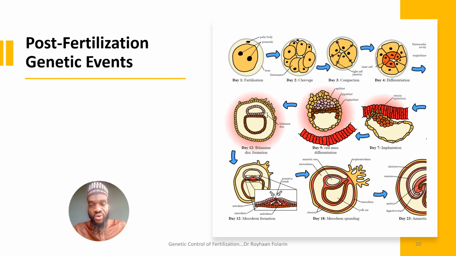So after fertilization occurs by day one, by day two you start having cleavage. By day three, you start having compaction, different cell stages, additional cell stages. By day four, you start having differentiation of the cells. Then by day 12, which is post-implantation, you already have the bilaminar germ disc forming. I'm sure you've gone through all these in your biology, and we have that in our biology lecture as well. And then by day 9, the cell mass is differentiating. So we have the hypoblast, we have the epiblast.